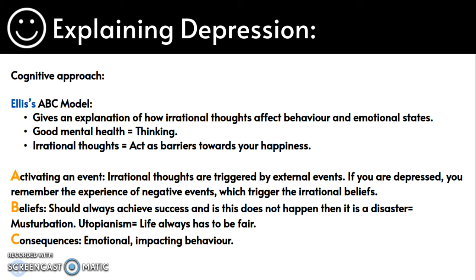So this is the ABC model. A stands for activating event. Irrational thoughts are triggered by external events. So if you're depressed, you remember the negative events which trigger the irrational beliefs. B stands for beliefs, such as you should always achieve success, and if this does not happen, then it is a disaster, and we call this musturbation. And there's also a sense of utopianism, because there's a belief that life always has to be fair. C stands for consequences, so you're emotional, and this obviously then impacts the way that you behave.